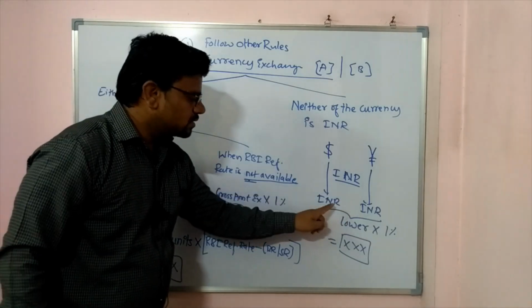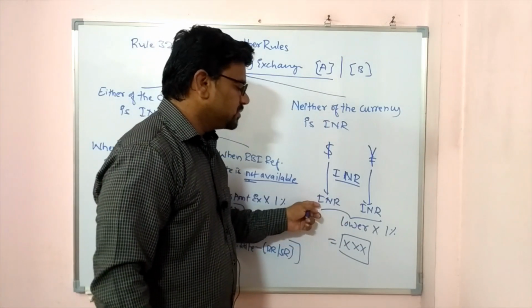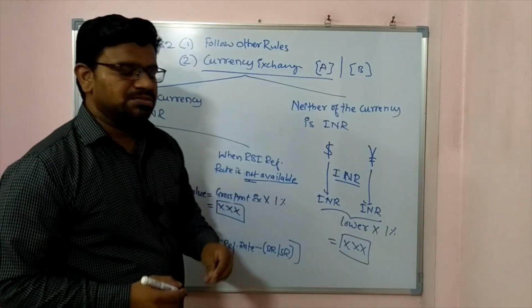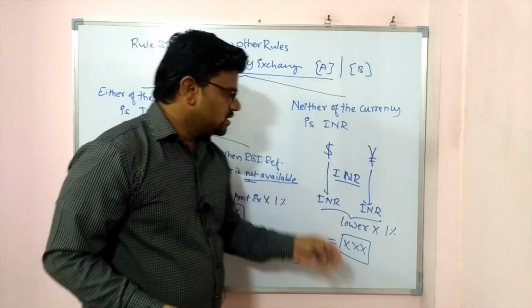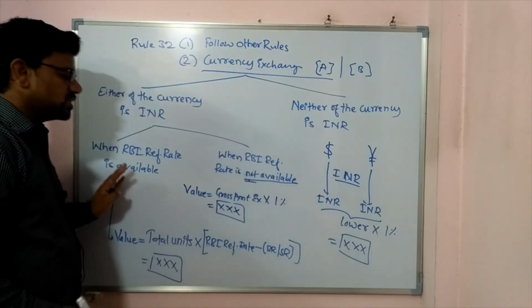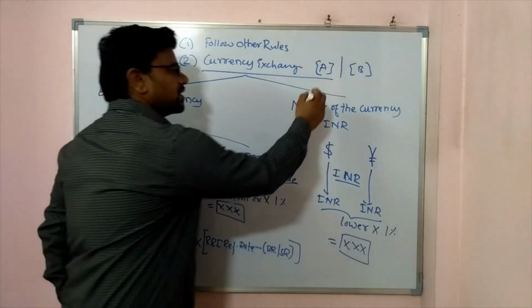Whichever is lower of these two will be considered. You will ask me, sir, if both are same? This is never possible, but if both are same, consider any one, you will get the same answer, right? So this is how the chart will explain to you the currency exchange under part A.